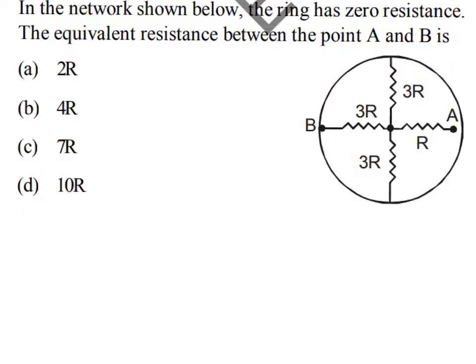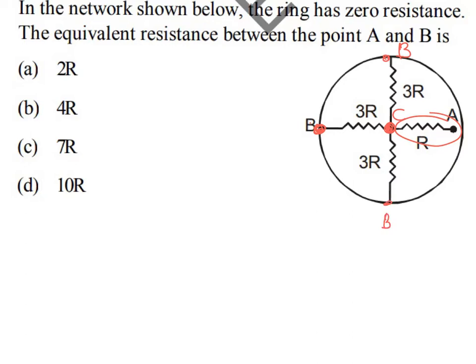Okay, the next problem is: in the network shown below, the ring has 0 resistance. The equivalent resistance between the points A and B is? In solving such problems, you need to take some point here. This is point C, let me take. See here, between A and C there is one resistor. Now this must be B, and this must be B now.